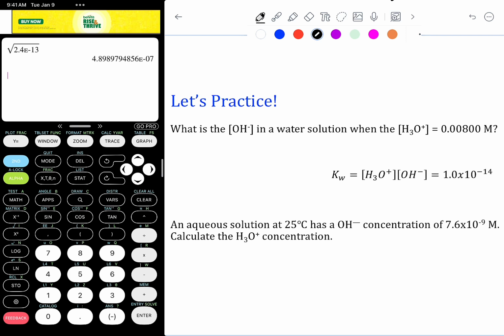So for both of these, we're now looking at, well, what if we're not in pure water? Can we still use this relationship to find our concentrations? And yes, we can. So these are not pure water solutions. We just know their individual concentrations, so we can use this relationship now to solve for the unknown.